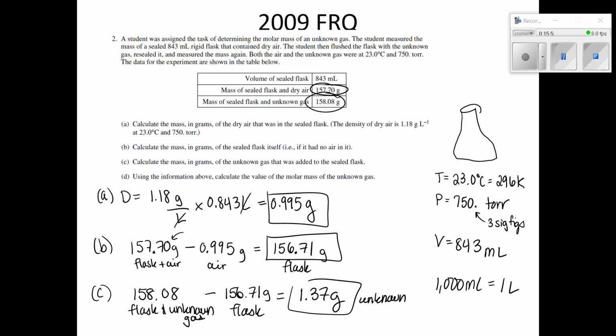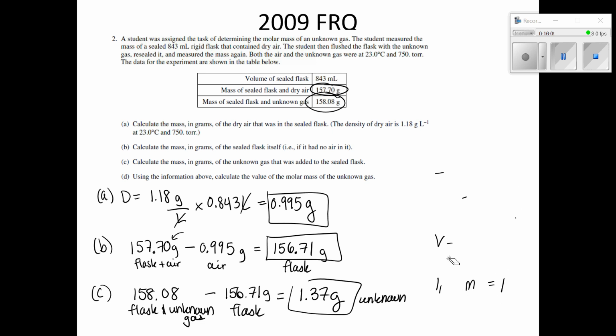So now let's go ahead and, I'm running out of room here, calculate the molar mass of the unknown gas. I might erase this stuff over to the side, and I'll do D over here. So if we think about what we know, and I'll use a different color of pen. Okay, so we're trying to find the molar mass, and the molar mass is the grams divided by moles. So we know what grams is. We just calculated that. It's 1.37 grams. That's what we figured out in part C. So now we have to figure out how many moles we have.